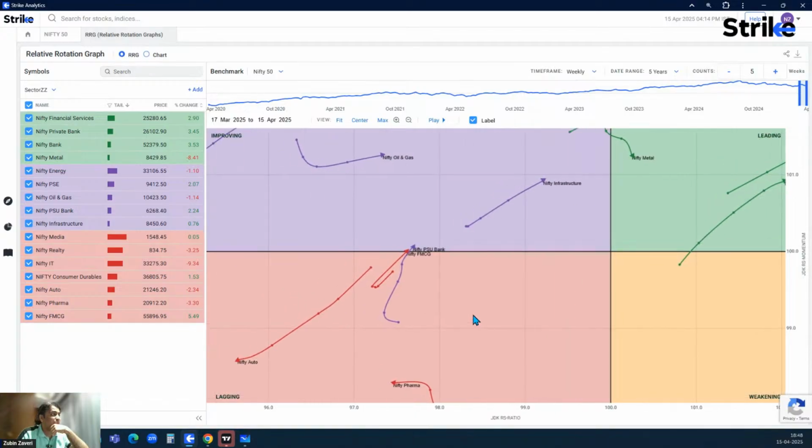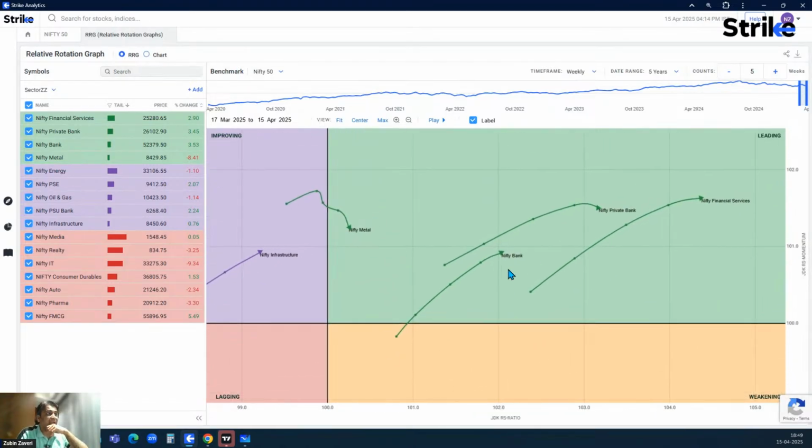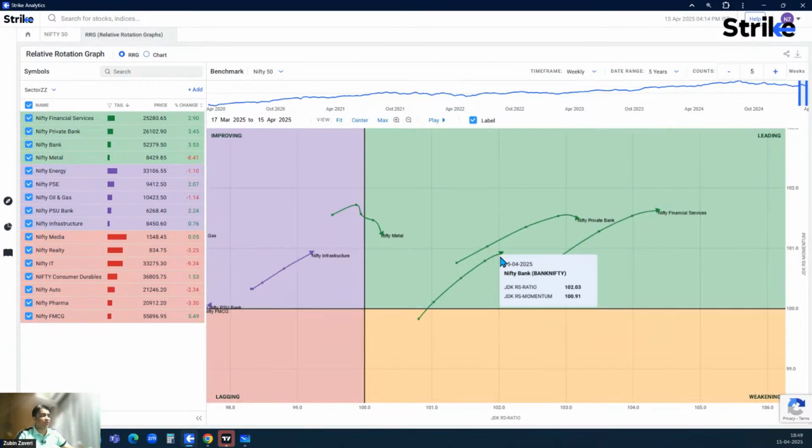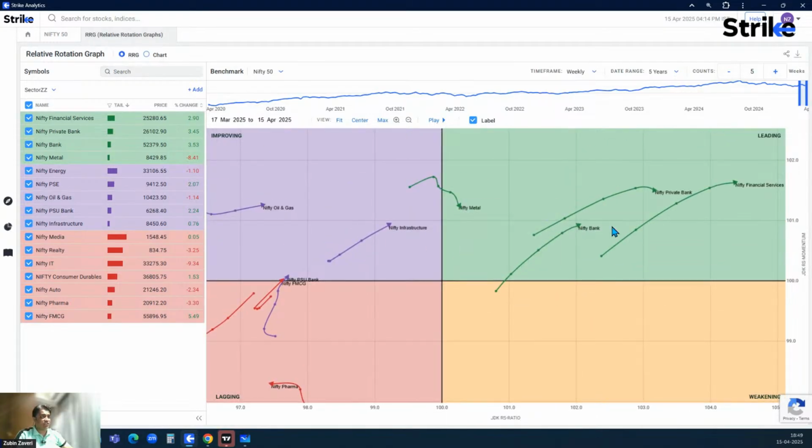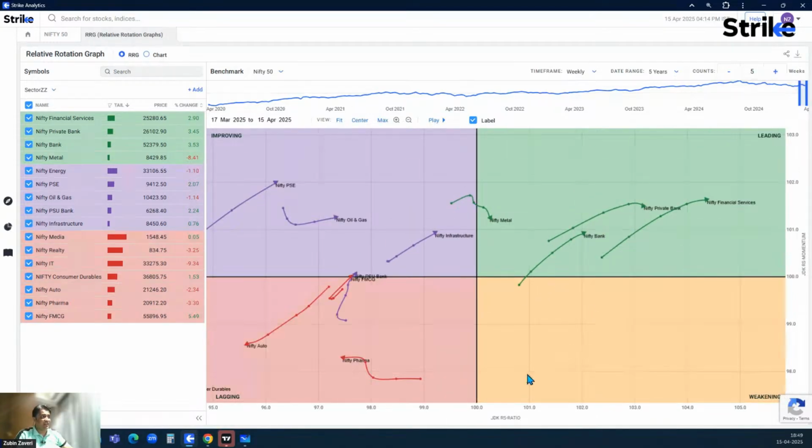So FMCG has performed, PSU is performing, but the relative ratio towards the benchmark is weak. Then what is strong? What is strong is Nifty Bank, Nifty Private Bank, Nifty Financial Services. Why? Because they are in the leading quadrant, and the arrow is also sloping upwards. So you can see that they are changing quadrants. These lines change quadrants, and generally they move in a clockwise direction. From leading they come down to weakening, then go into lagging, then come up to improving, and then come to leading.